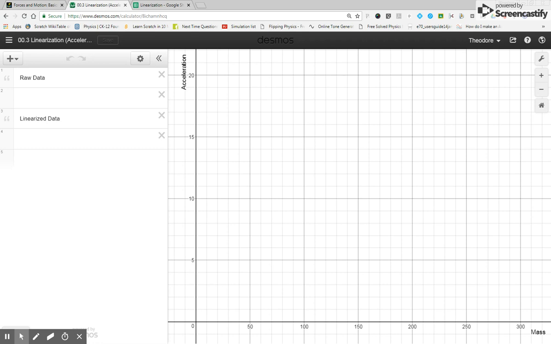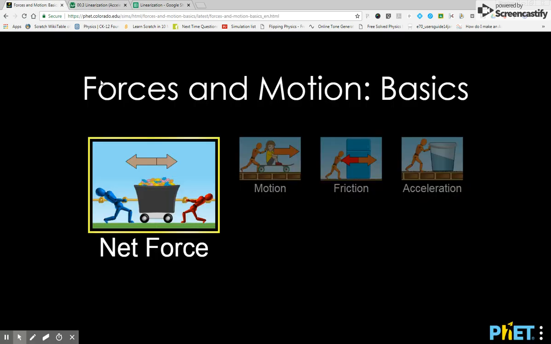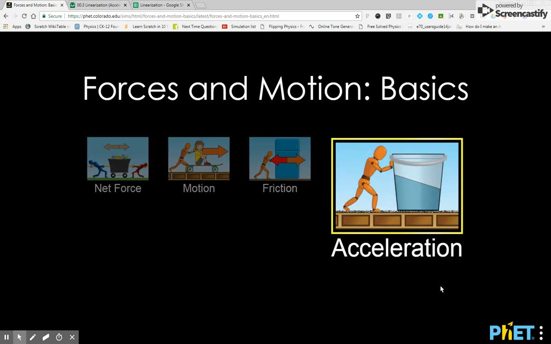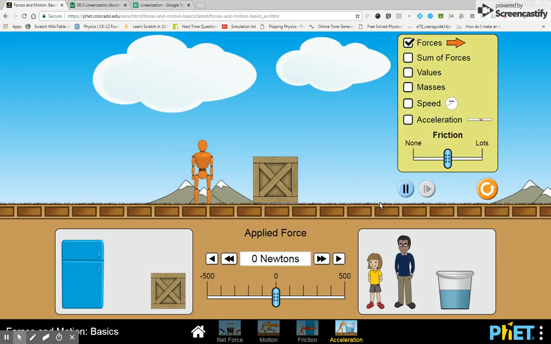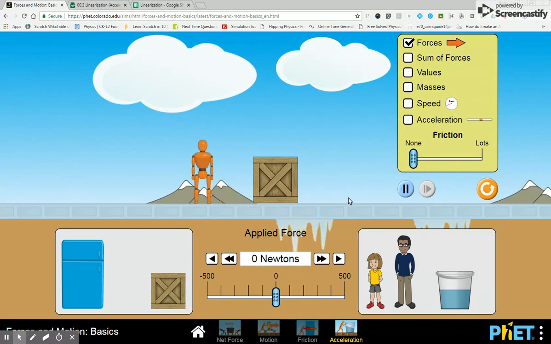All right, to show you how this works, we are going to visit a simulation real quick just to show you where the data is coming from. So if I go to this simulation, which is called Forces in Motion Basics from PhET, we're going to run a quick demonstration on acceleration. In this experiment, we're going to remove friction and push on a bunch of different objects that have set masses. I want to see the values and measure the acceleration that results.